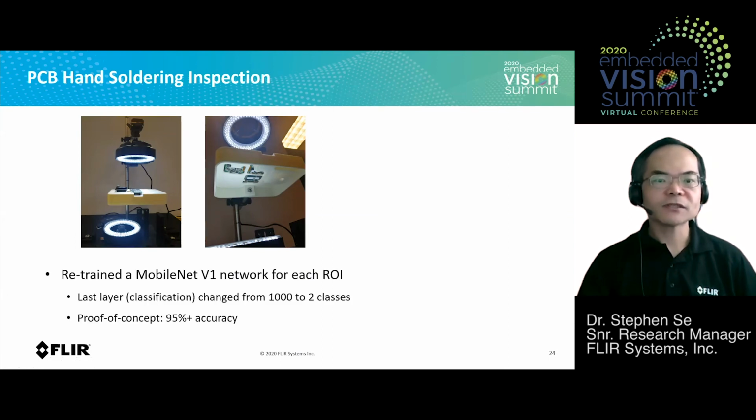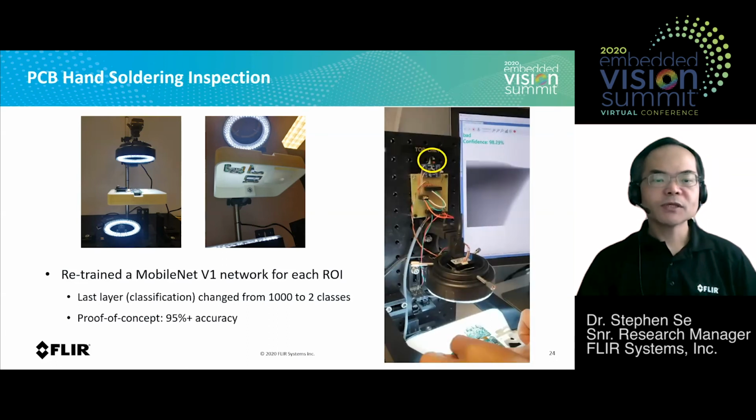For each region of interest, we use MobileNet for transfer learning, where we keep all the layers and their weight, and just modify the last classification layer from 1,000 classes to 2 classes, and retrain that layer. This proof of concept achieved over 95% accuracy.